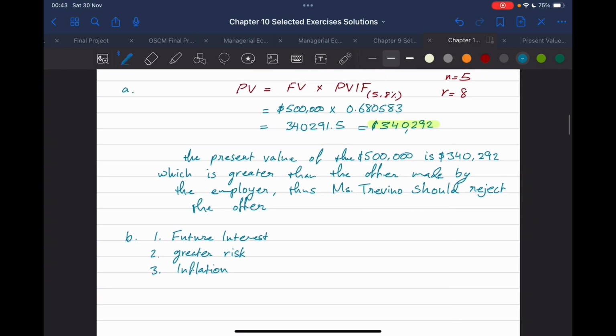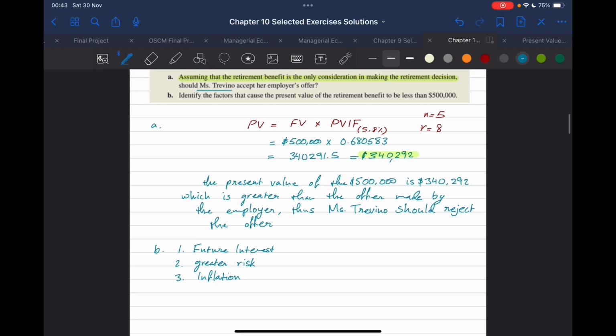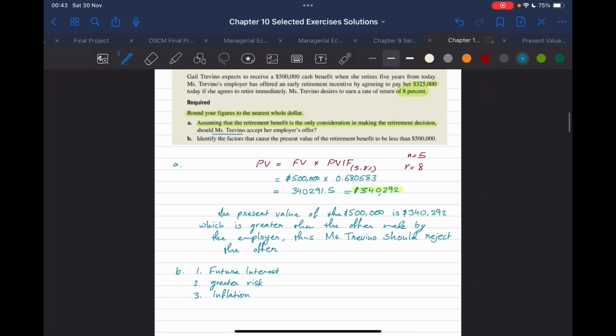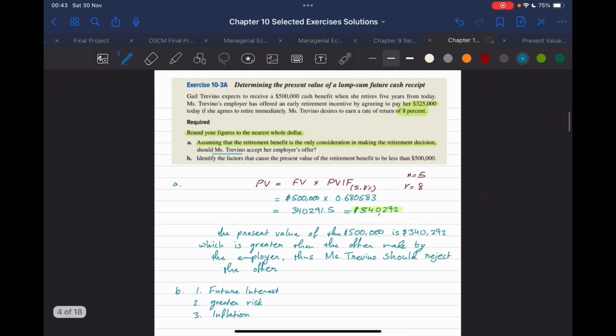Okay, I hope this is clear, and I hope that you found this video useful. This is how you solve a similar question to exercise 10-3A.